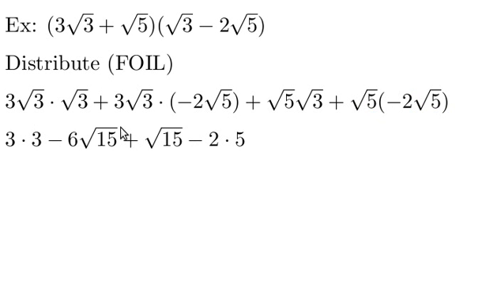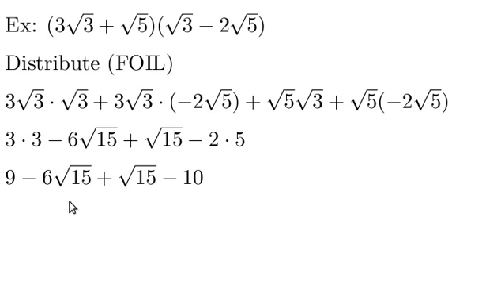So now this is our slightly more simplified version. We're still not quite done because we have this 3 times 3. It's a pretty obvious simplification from here. 3 times 3 is going to give us 9, and then we still have the 6 times square root of 15 plus square root of 15 minus, and then this 2 times 5 is going to be 10.